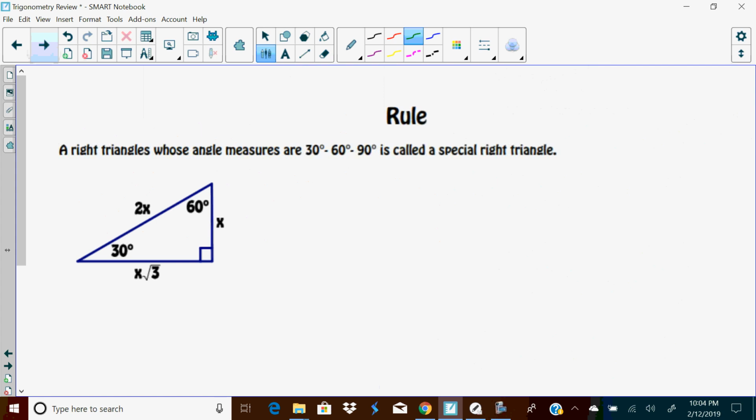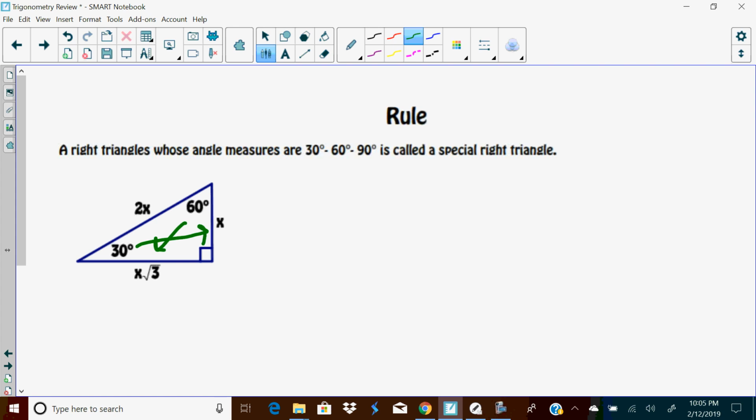Okay, so the last thing that you guys have to kind of remember is the special right triangle. So we have two special right triangles. The first one that we're going to talk about is the 30, 60, 90. And if you know that it's a 30, 60, 90, you know that the side opposite 60 is going to be x times the square root of 3. The one opposite the 30 is x, and then opposite the 90 is 2x. So knowing that, we can use it to figure out all of our different sides of our triangles, if it's a 30, 60, 90 triangle.